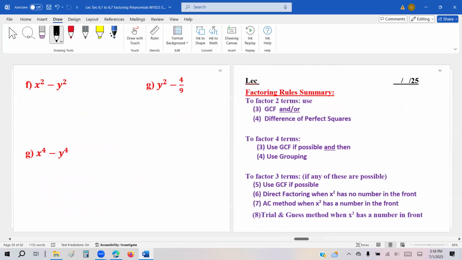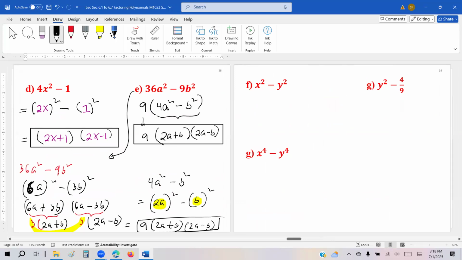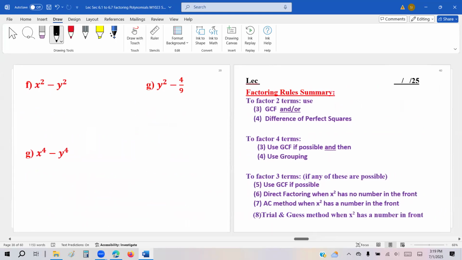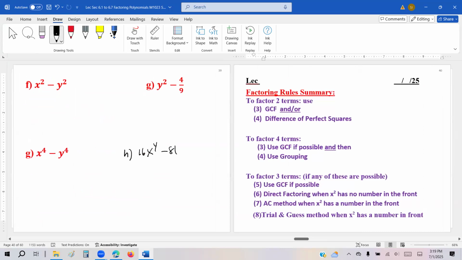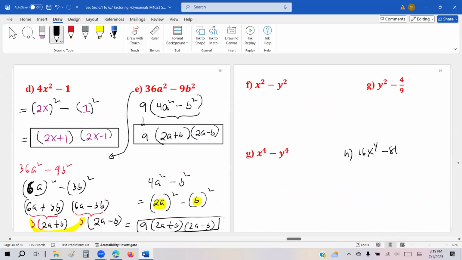Oh, I have a few more. So let me write all this together. 16x to the 4 minus 81. And then x squared plus y squared. And then actually erase all of this. And never mind. Four questions.